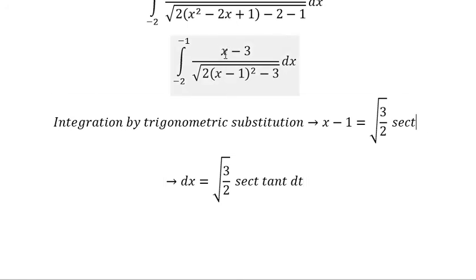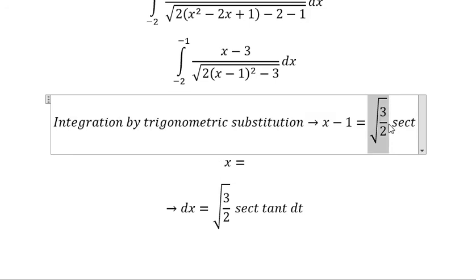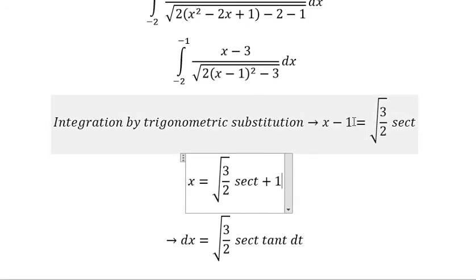So we need to find the value of x in here. So you go about x equals to this one plus number 1, because we move the negative number 1 to the right.